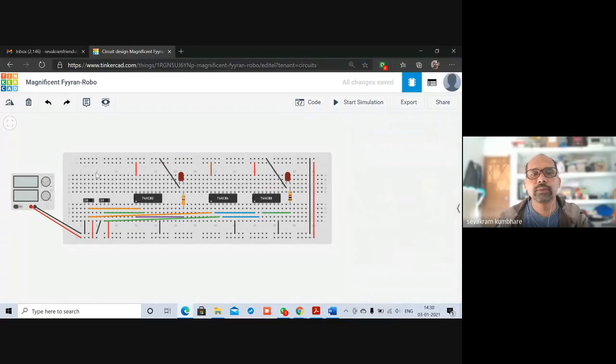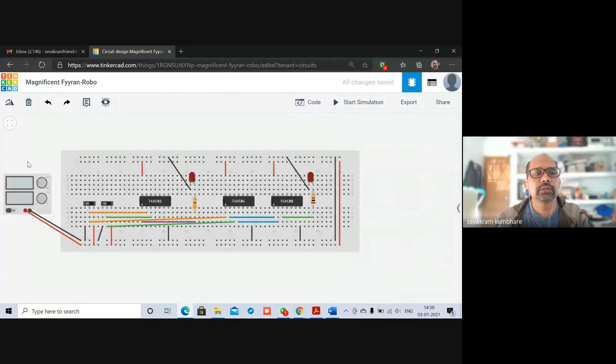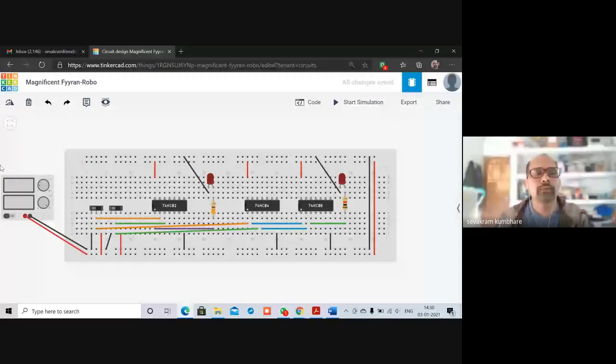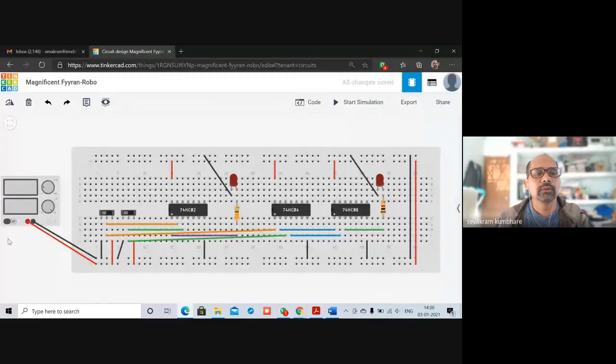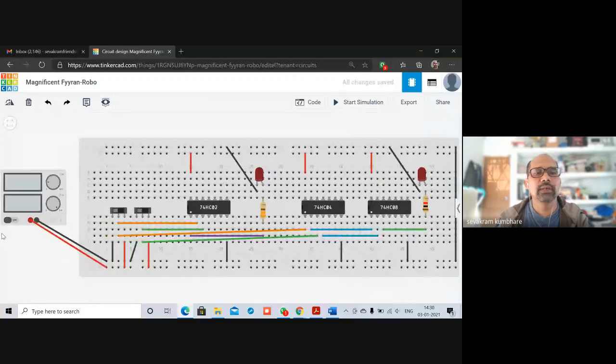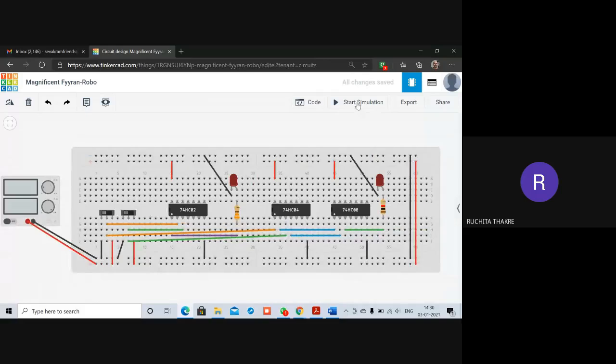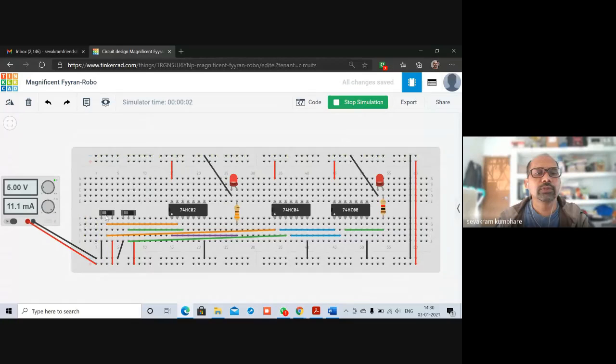Now let's minimize this and zoom it so that it will be visible to all of you. Is it visible now? Yes, sir. Okay. So I'm starting the simulation. Now if the inputs are 0 and this is also 0, as this is connected to ground, this is also connected to ground, right? And this is connected to input A, and this is connected to input B, so both the LEDs are having status 1 1, correct? Both the LEDs are on or off. What is the status?